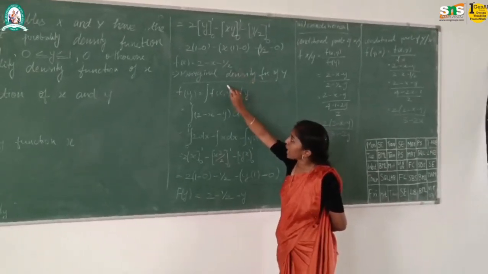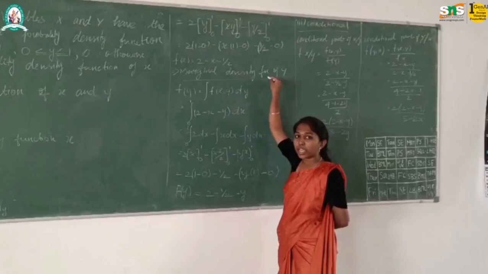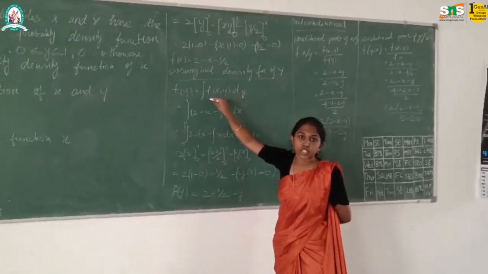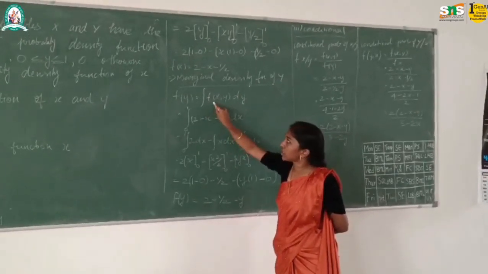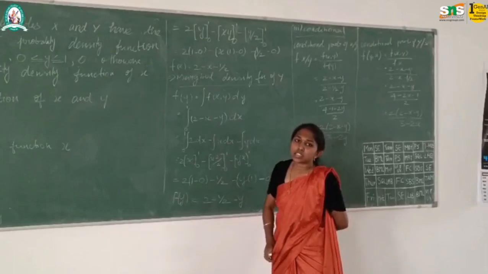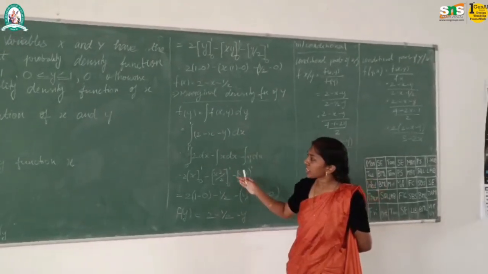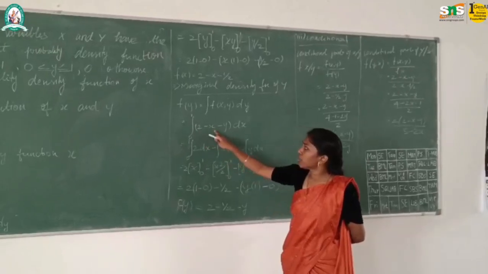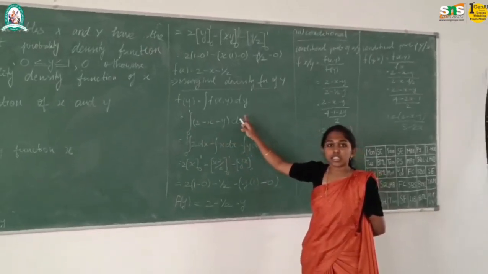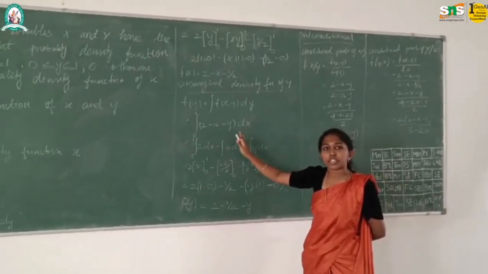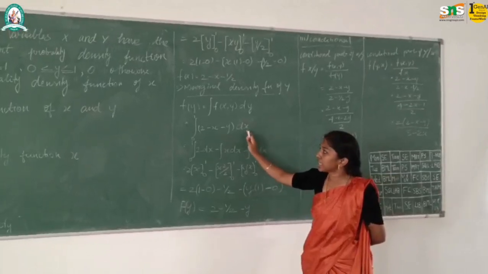Next we are going to calculate the marginal density function for y. The formula for the marginal density function of y is f of y is equal to integral of f of x comma y dx. Here also we substitute the term f of x comma y given in the question, that is the integral of 0 to 1 2 minus x minus y dx. In this step we are going to integrate the same function with respect to x.